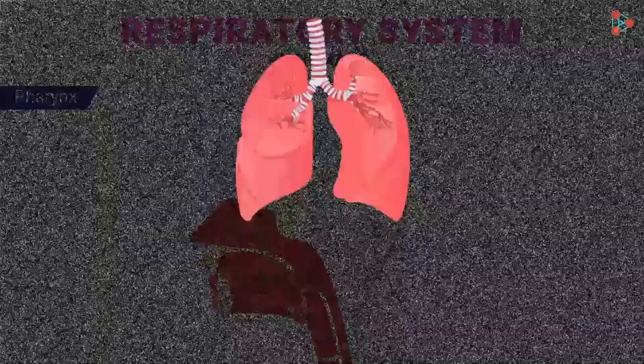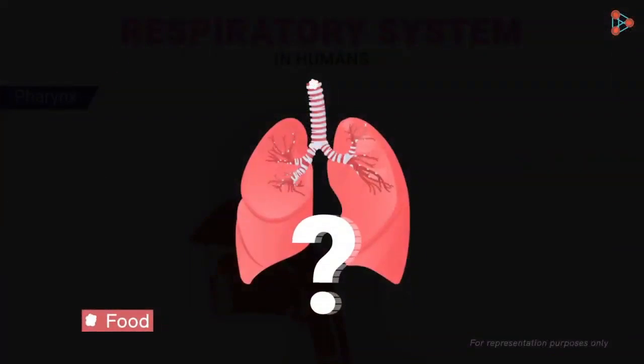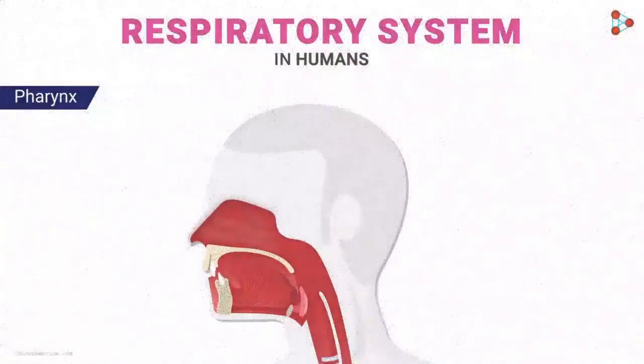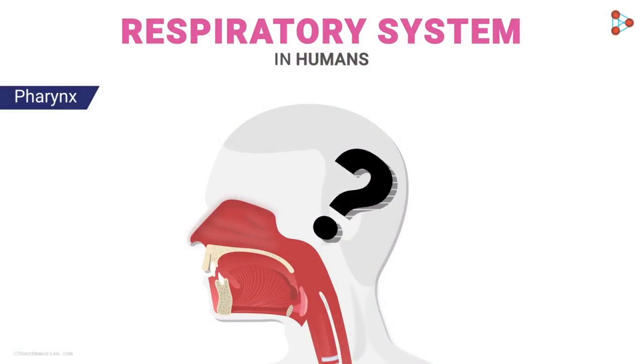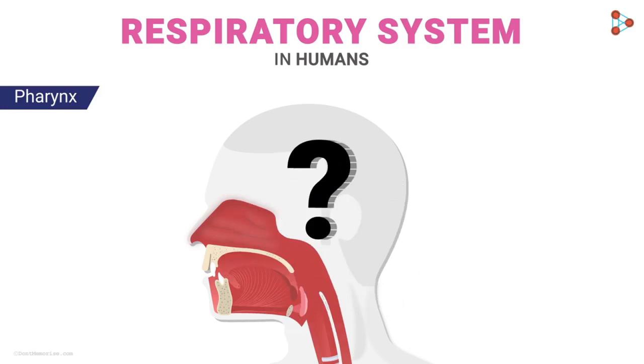Imagine what will happen even if a small amount of food enters the respiratory tract by mistake. Apart from the discomfort caused, it will be a serious concern. But how does the food know the way to the food pipe each and every time? How doesn't the food accidentally enter the windpipe? Well, that's taken care of by the pharynx.